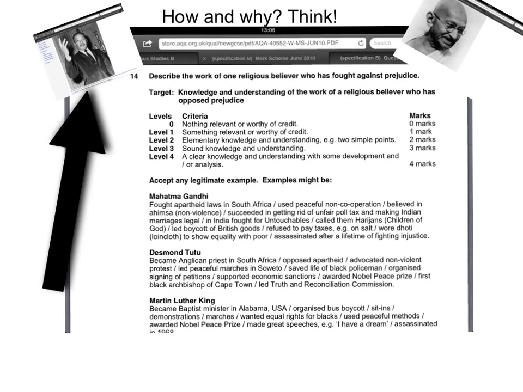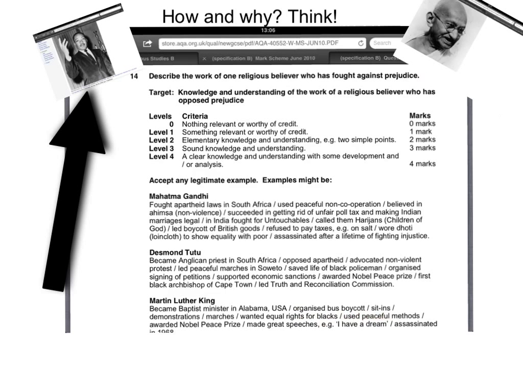And in your response, you know that in order to get 4 marks, you have got to be able to show a clear knowledge and understanding with some development. So you need to be thinking, how and why did Martin Luther King or Gandhi do what they did? So let's talk about Martin Luther King first of all. He fought against prejudice in the following ways. He organised bus boycotts. He did this in a non-violent, peaceful way. His biggest influence was in fact Mahatma Gandhi.